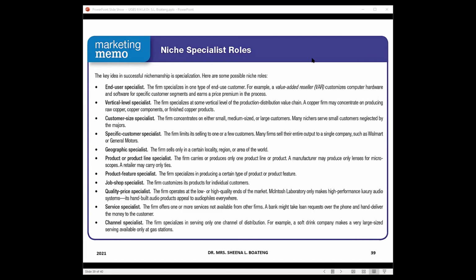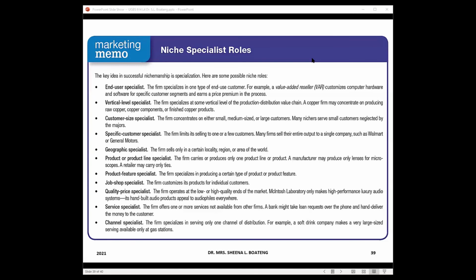Good. We can also talk about vertical level specialists, and they are firms that specialize at some vertical level of the production or distribution value chain. So for instance, a copper firm may concentrate on producing raw copper components or finished copper products. They will not think about expanding elsewhere, which is a typical example of what Richard was talking about a few moments ago. So these particular aggregators specialize at some vertical level of that value chain, which involves collecting and recycling plastics.